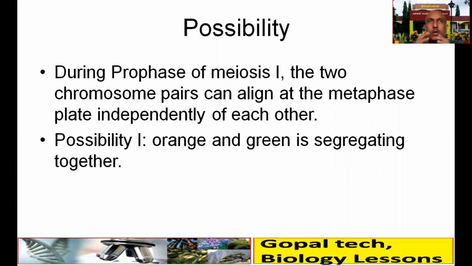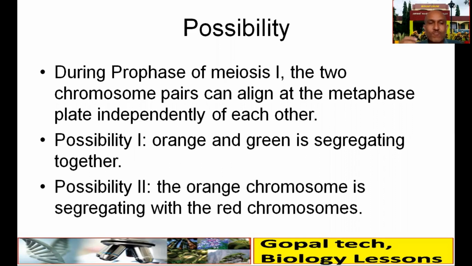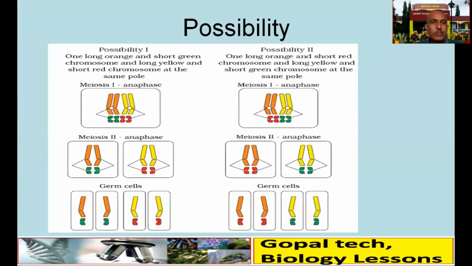I will show the diagram. ऑरेंज और ग्रीन जो क्रोमोसोम कलर है, they are segregating together. और पॉसिबिलिटी 2 में क्या होगा? The orange chromosome is segregating with the red chromosome. तो ऑरेंज एक बार ग्रीन के साथ सेग्रीगेट होगा और एक बार रेड के साथ सेग्रीगेट होगा. Now see here, possibility 1, the one long orange and short green chromosome and one long yellow and short red chromosome at the same pole. So here you can see, and here the germ cell, see the orange with green, yellow with red.